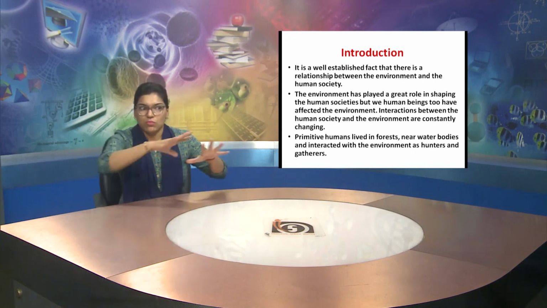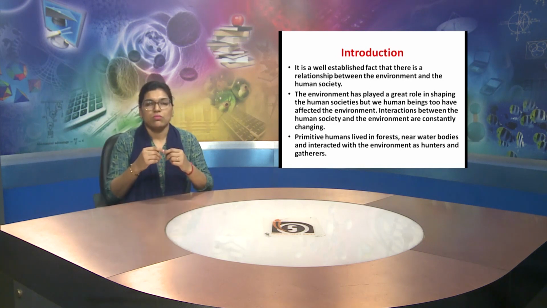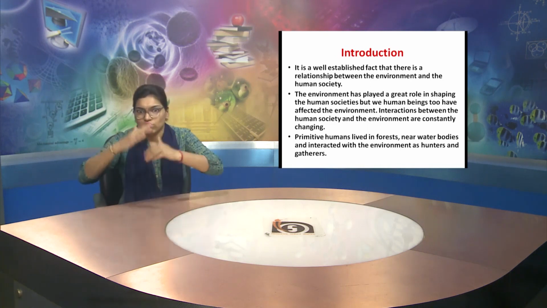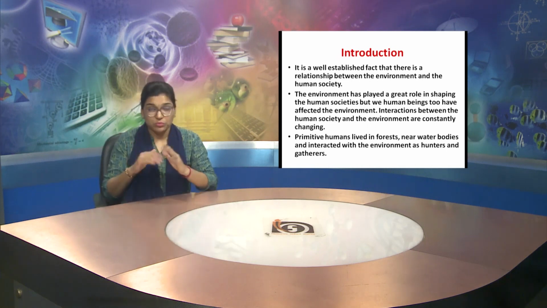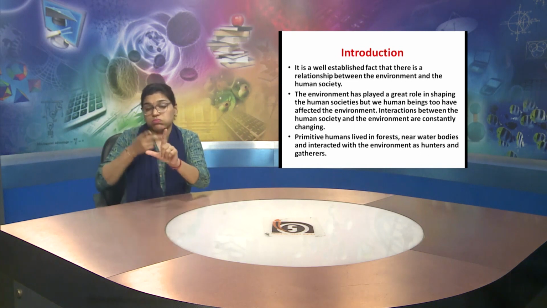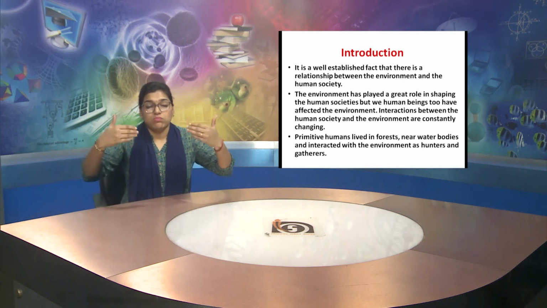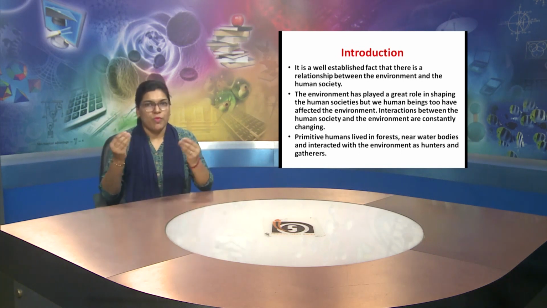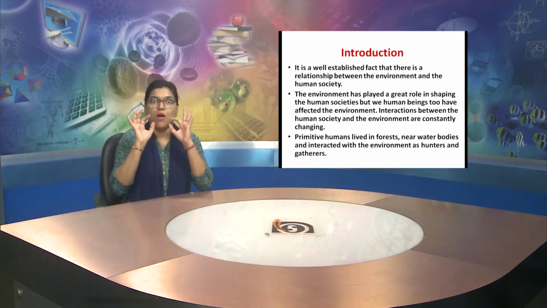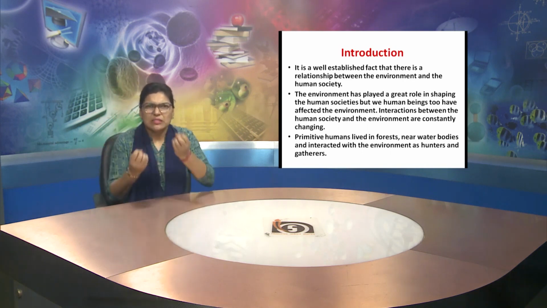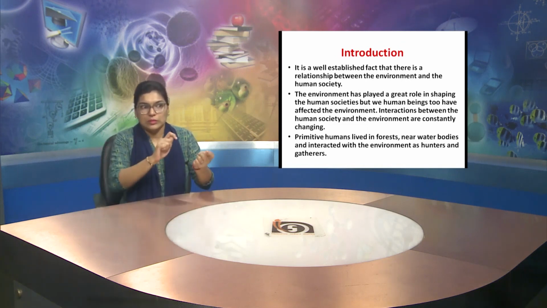Like humans, they cut so many trees and they use those resources for making their buildings and constructions. So there is an equal give and take among both. Accordingly, there is interaction between the human society and the environment, and it is constantly occurring.